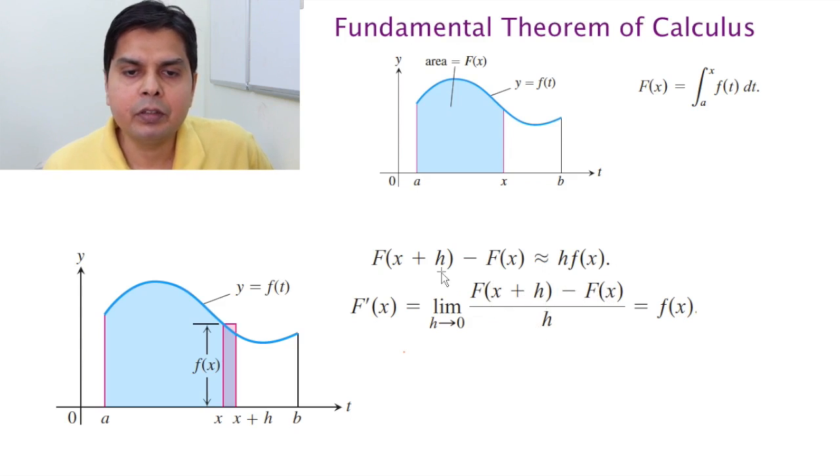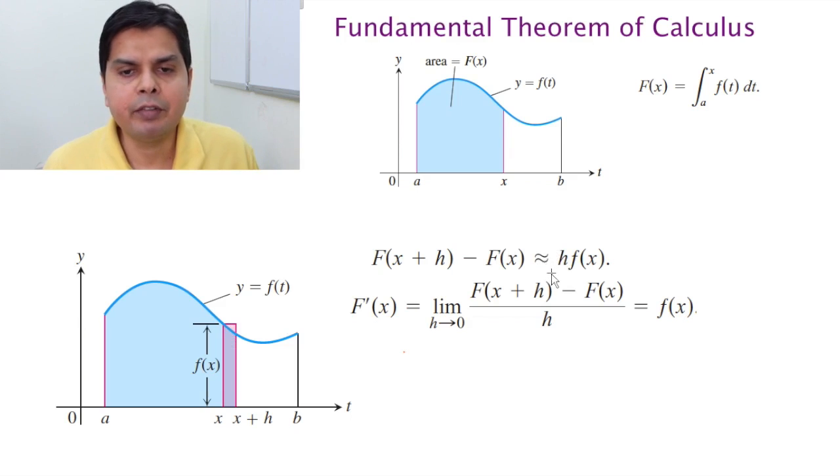In the last derivation, I had shown that F(x+h) minus F(x) is basically this integral, this red portion, because it is the area under the curve from x to x+h. Now this will be approximately equal to h times f(x).